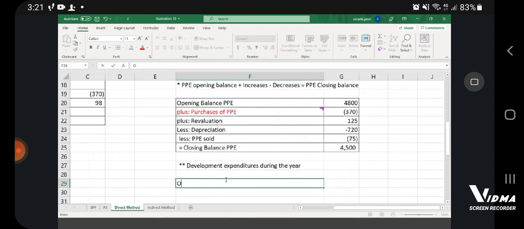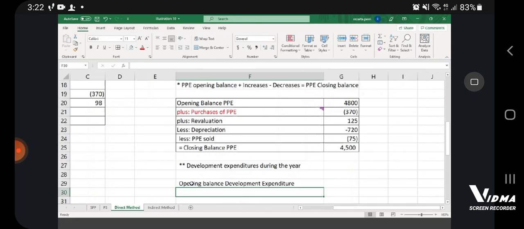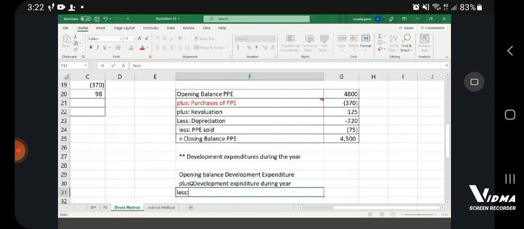be equal to the opening balance of development expenditure. Remember that this is an intangible asset. It's a non-current asset that doesn't have a material substance, it is intangible, okay? So the opening balance of this development expenditure, of this capital expenditure, plus the development expenditure incurred during the year, for which I have paid during the year, less amortization during the year.